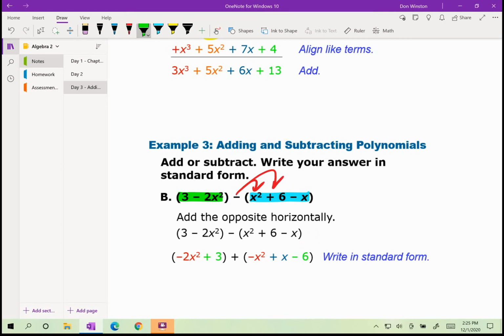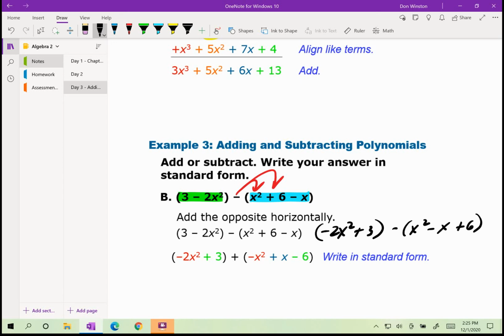Actually, they did not, did they? Why would they write one in standard form and not the other? Okay, so they didn't write either in standard form. Nonetheless, they should have done this here. So minus 2x squared plus 3, and then minus x squared minus x plus 6.